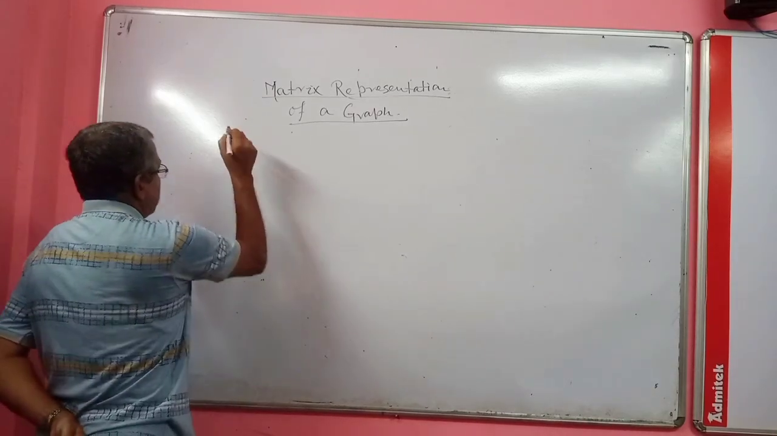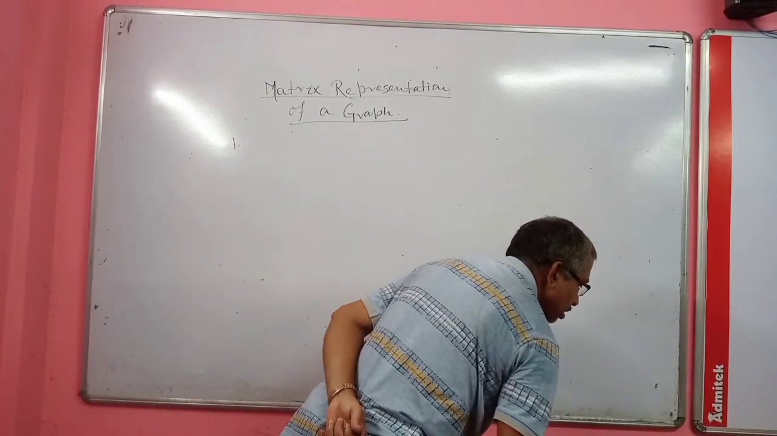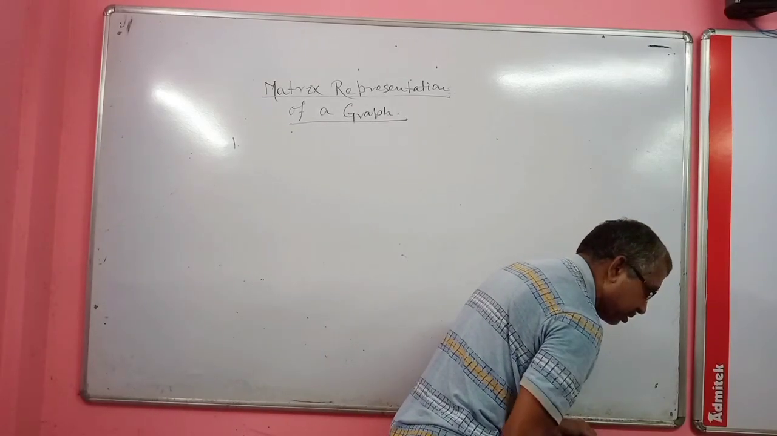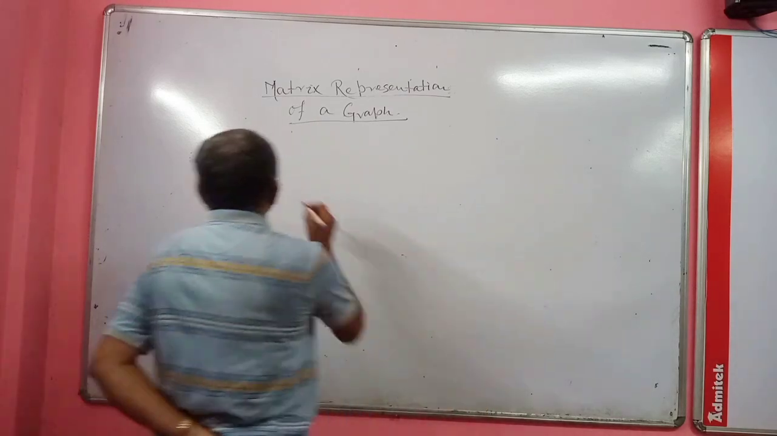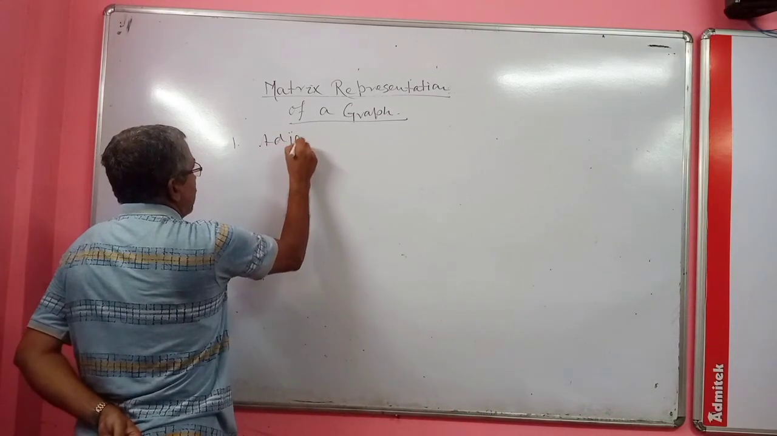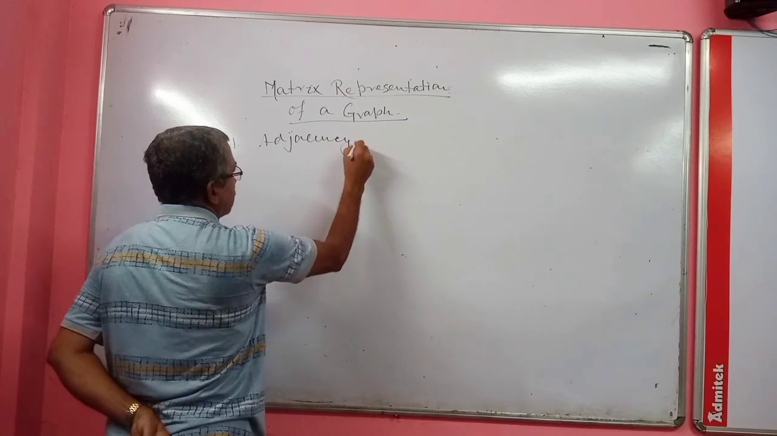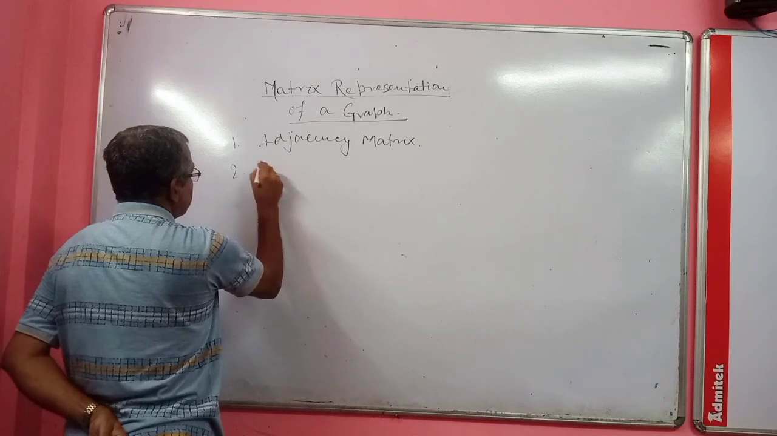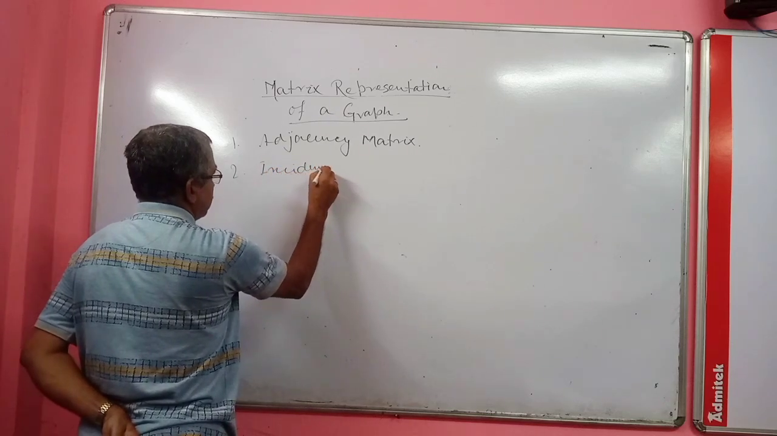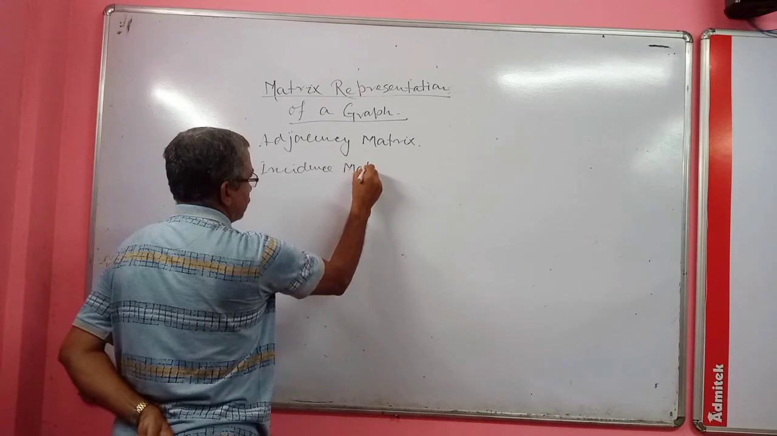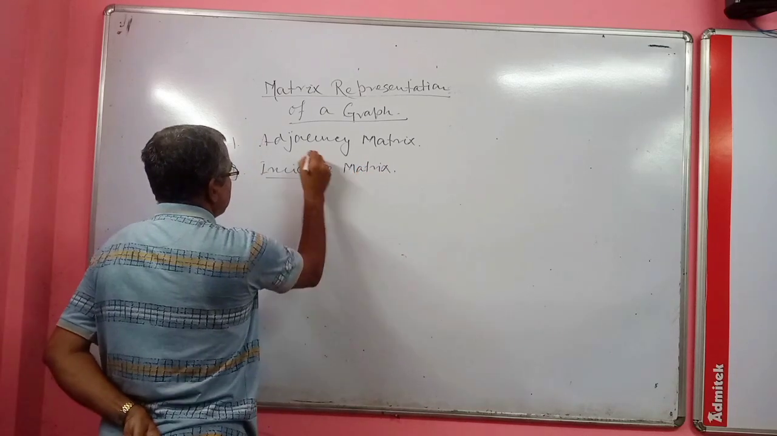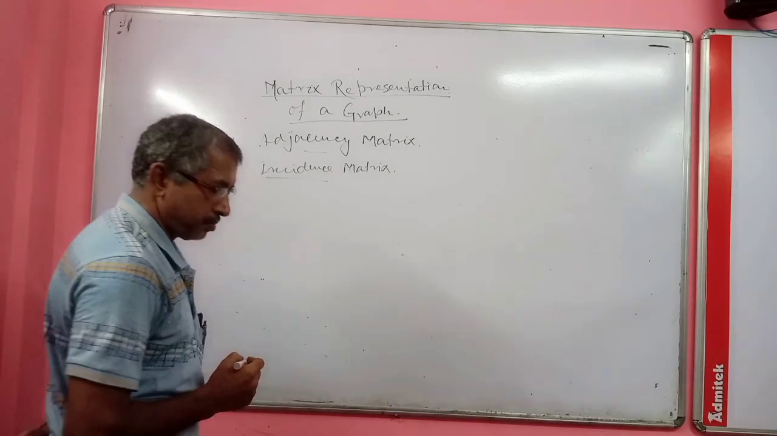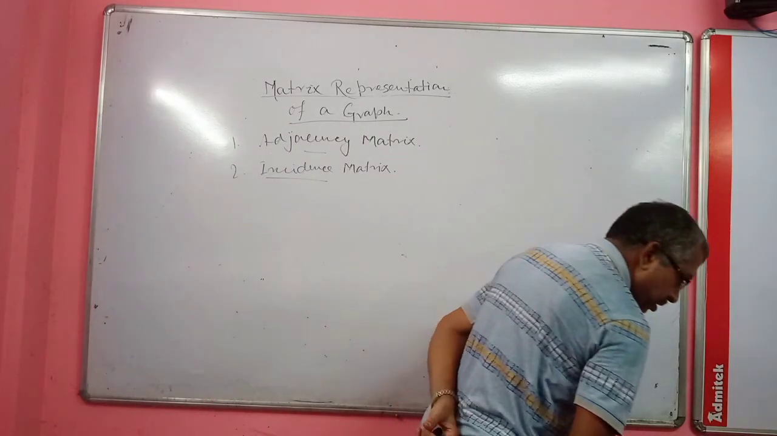First is adjacency matrix, and second is incidence matrix. Right? First is adjacency matrix and second is incidence matrix. Now, what is adjacency matrix?